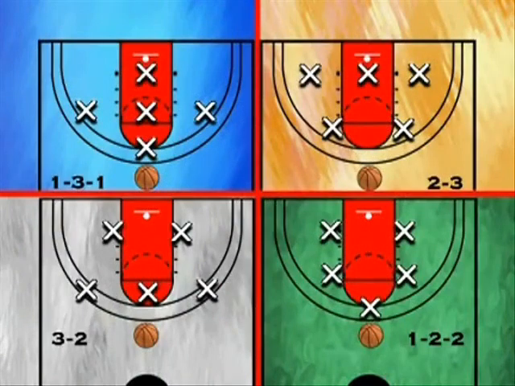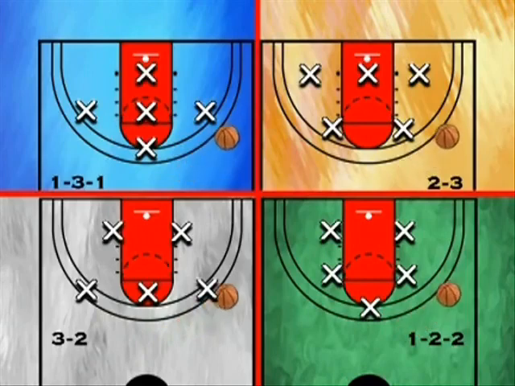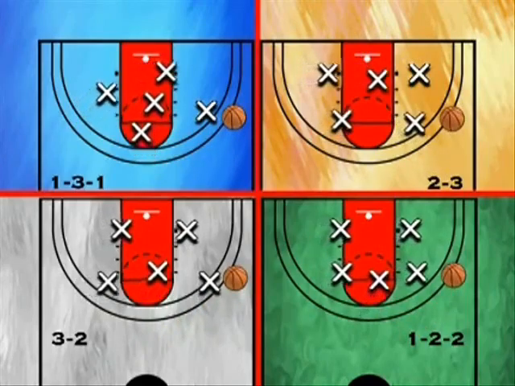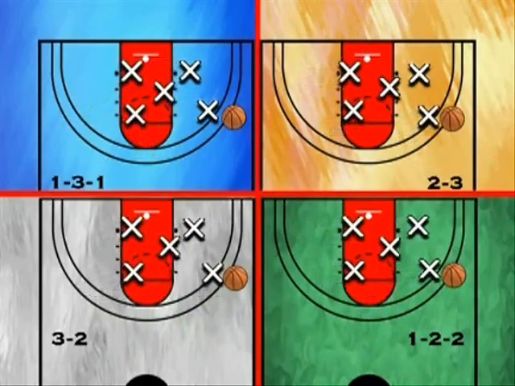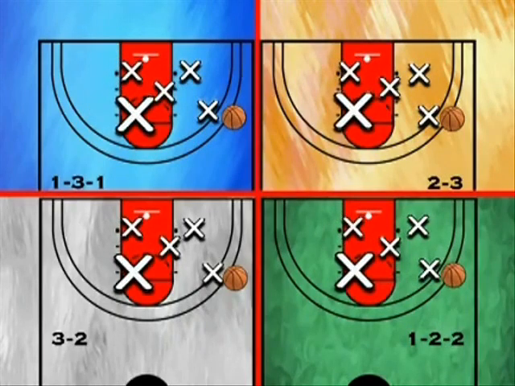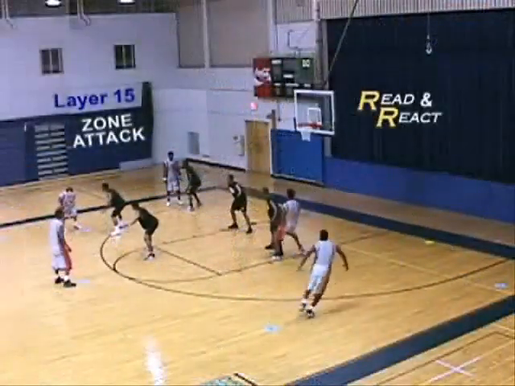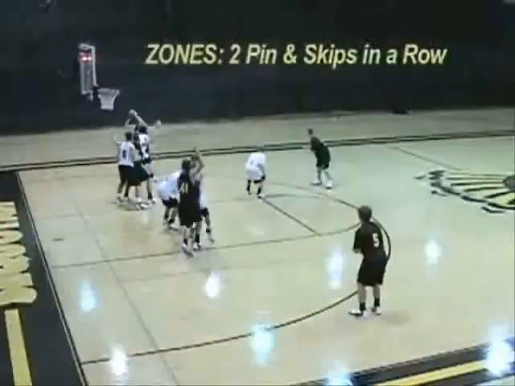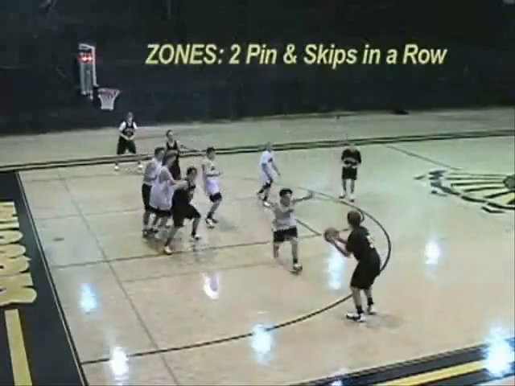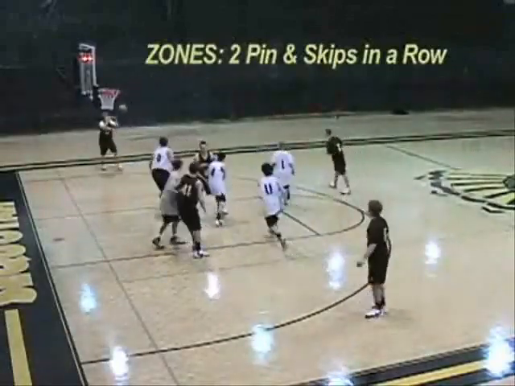Regardless of the zone formation, when the ball is on one side of the floor, 2 weak side defenders will appear on the other side. One of them will be low, protecting the weak side basket, and the other will be high. Their positions might vary a little bit depending on the type of zone or the team running it, but they'll be there, and one of them will be begging you to pin screen him. Put 2 pin and skips back to back and watch the zone lose its shape.